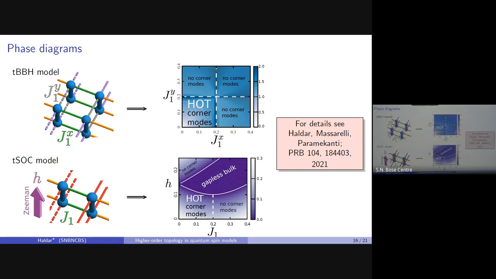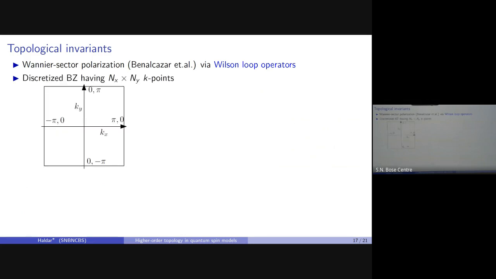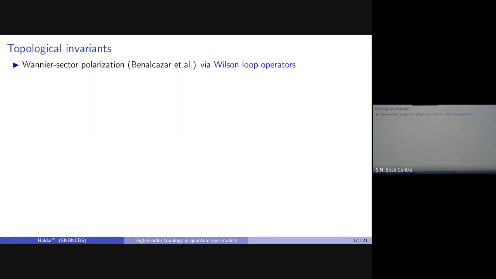So now we want to understand what these other parts of the phase diagram are. To do so, we need to look at topological invariants for higher topological phases, which gets us to this. This is a bit of a technical slide, but I'll try my best. The general problem of finding the invariant for higher topological phases is still not solved.